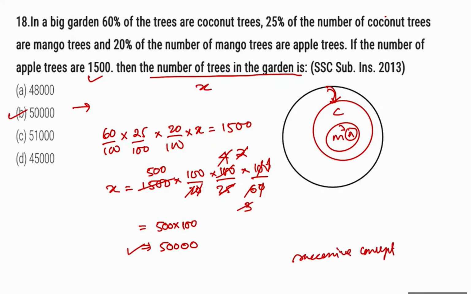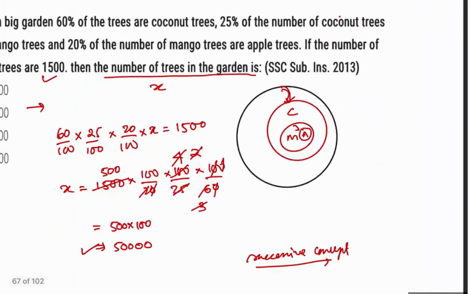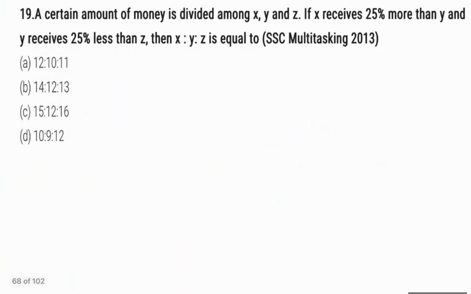Successive concepts, 10% or 20% of a certain number. A certain amount of money is divided among X, Y, Z, when X receives 125% more than Y and Y receives 25% less than Z. This is an X PCM question: X receives 25% more than Y.